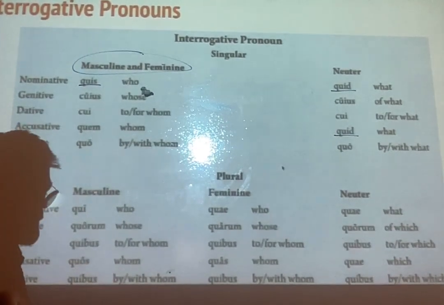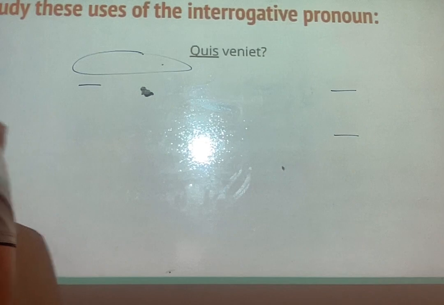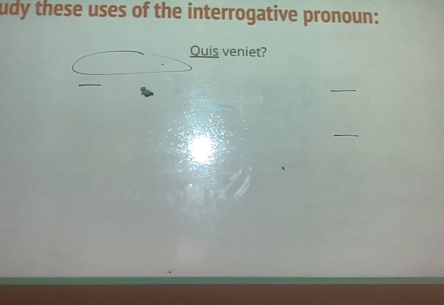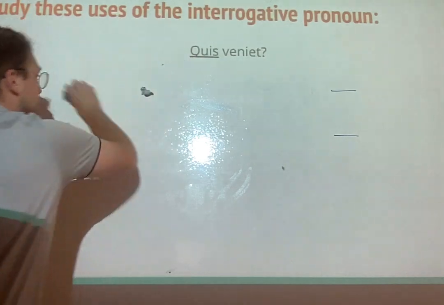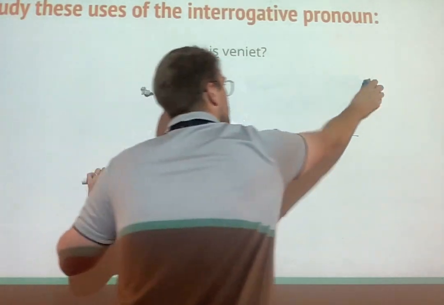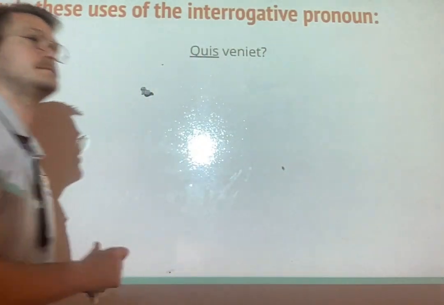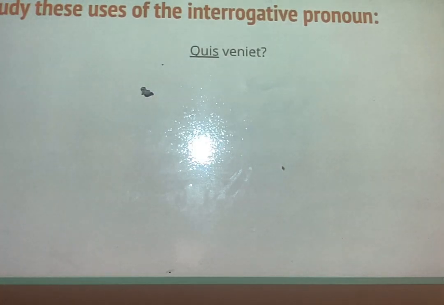All right, so here are just some really simple sentences for you guys to give a shot. You don't really even need to write these down unless you want to. The only thing I'd really write down is the way I described it: they look the same as relative pronouns, and they only have two spots that are different. But give these a shot. Quis veniet? Quis veniet?